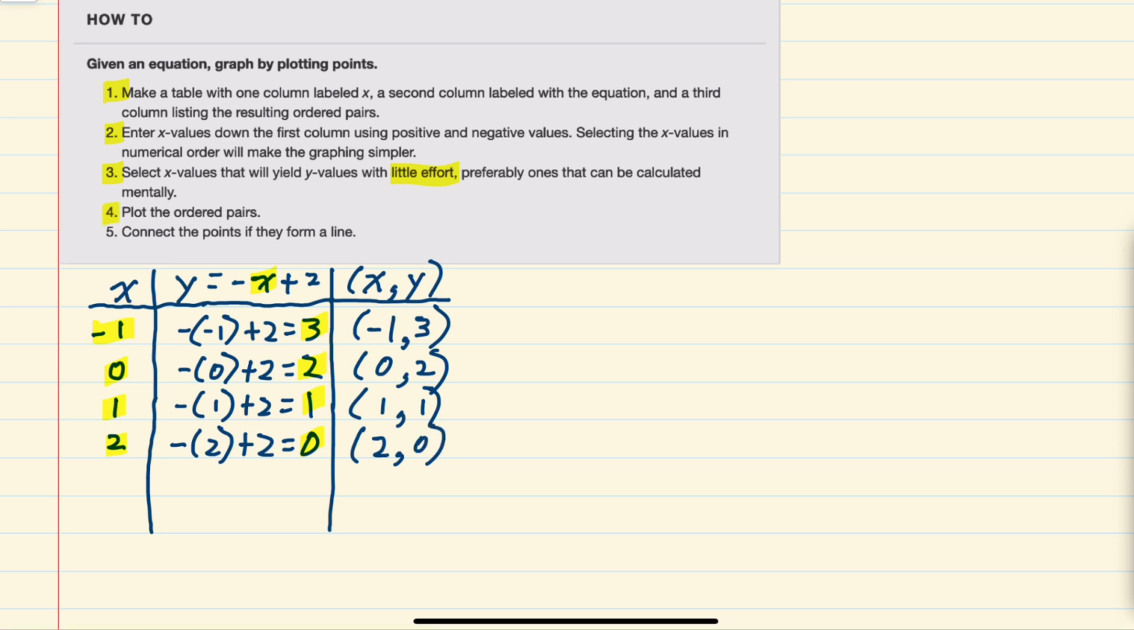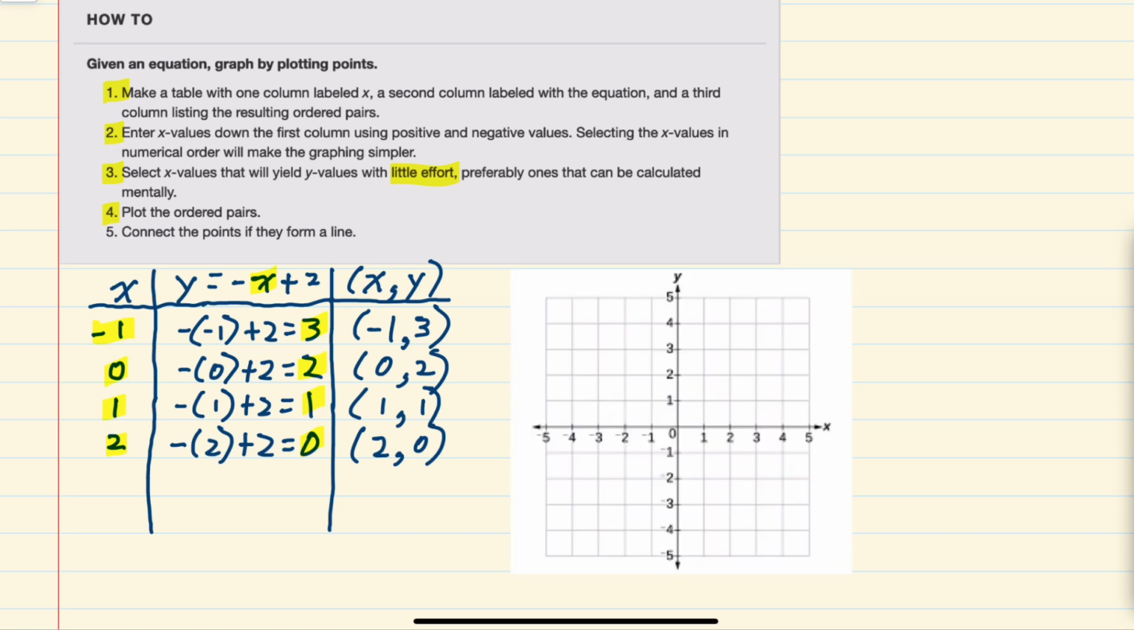My next step is to plot those ordered pairs, starting with the first one, negative 1, 3. That is negative 1 on the x-axis, 3 on the y-axis. That would be our point here. Next we have the point 0, 2. So 0 on the x-axis, 2 on the y-axis. Our third point is 1, 1. So an x value of 1 and a y value of 1. And lastly, 2, 0, an x value of 2 and a y value of 0.